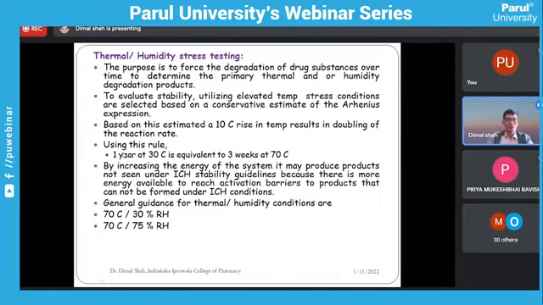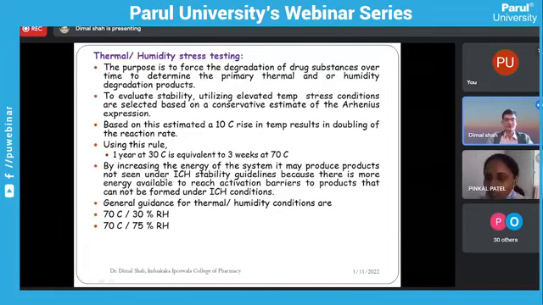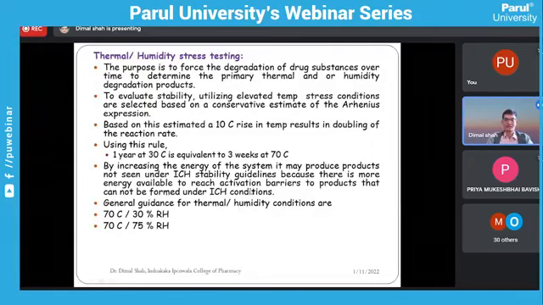So this rule we need to apply. As per the Arrhenius rule, every 10-degree rise in temperature, the reaction rate almost doubles. So using this rule, 1 year at 30 degrees Celsius is equivalent to 3 weeks at 70 degrees Celsius. So when we are increasing the energy of the system, it may produce a product which is not seen under the ICH stability guideline. Okay, because there is more energy available to reach the activation barrier to form a product that cannot be formed under ICH conditions. So again, as I said, no need to go with a very harsh condition.